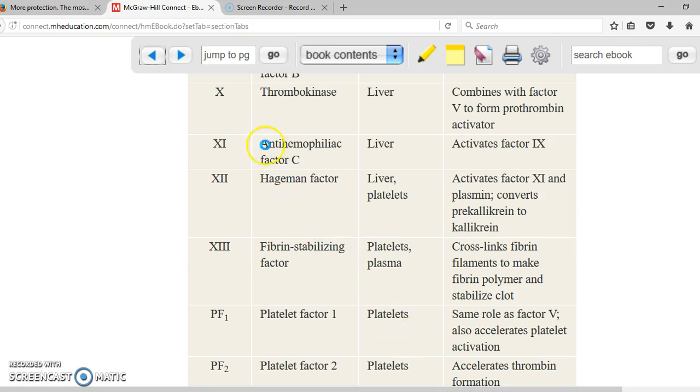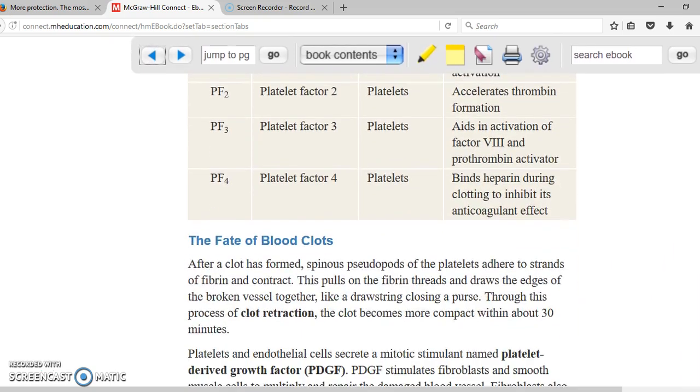Again, you don't need to know the numbers. You don't need to know the names. You just need to know, for example, this one activates this other one, which activates this other one. And at the very end, they will activate thrombin, and thrombin is going to create fibrin. That's all you need to know regarding this sequence of coagulating factors and coagulation.